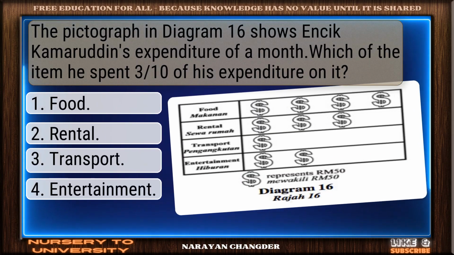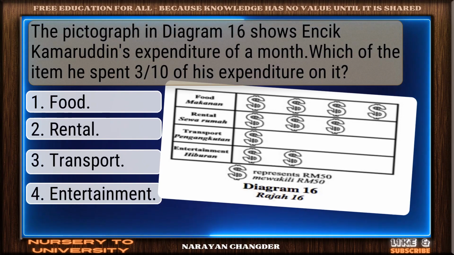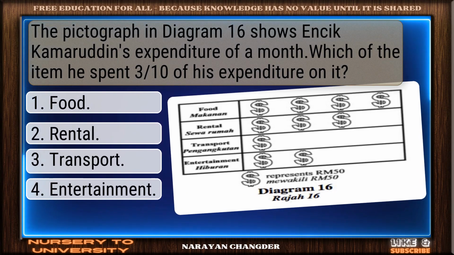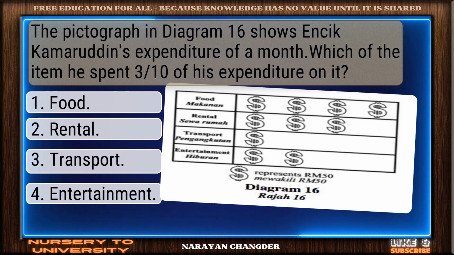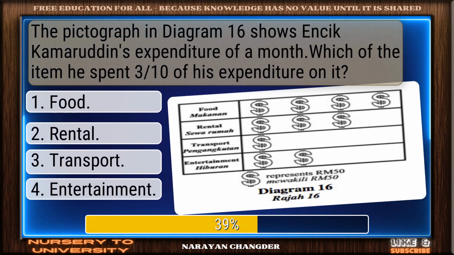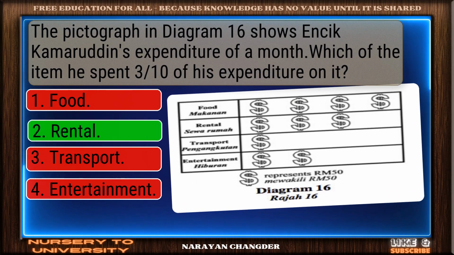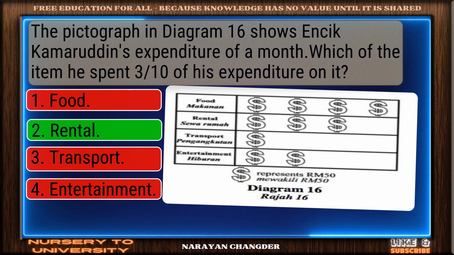The pictograph in diagram 16 shows Ensik Kamaruddin's expenditure of a month. Which of the items did he spend 30/10 of his expenditure on? Valid point. Rental is true.